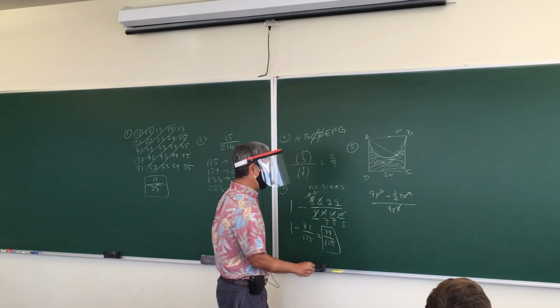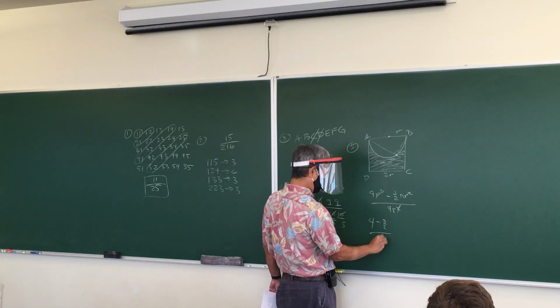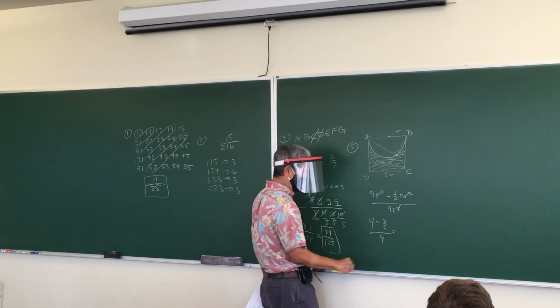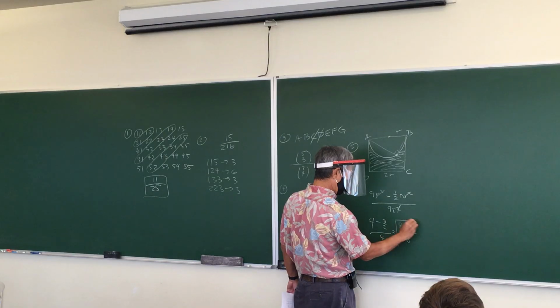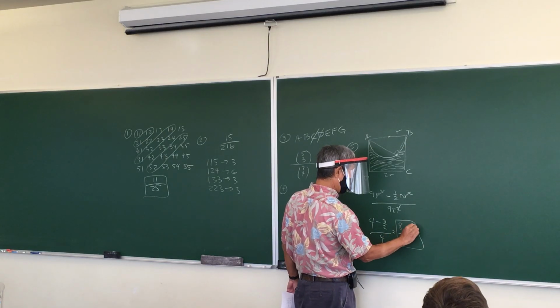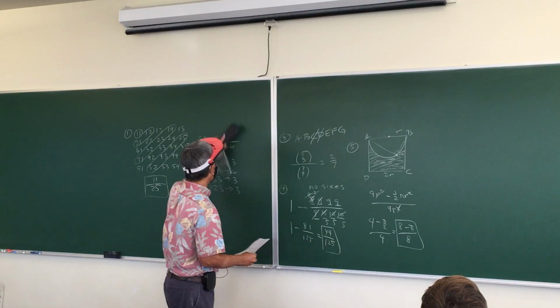So what do you have left? 4 minus pi over 2, over 4. Multiply top and bottom by 2, and you get 8 minus pi over 8. Box that, that's the answer. Alright?